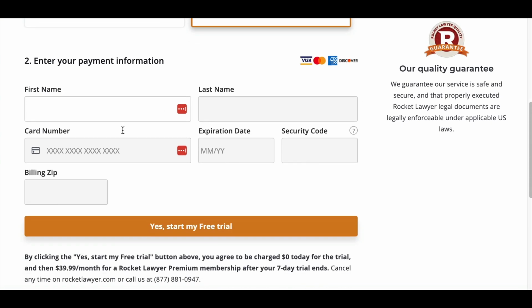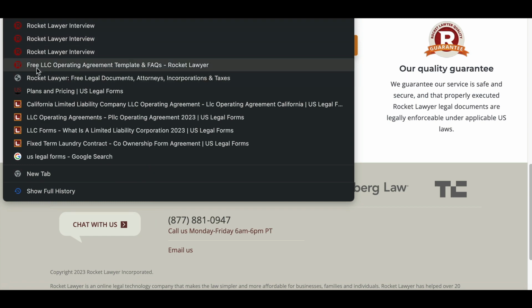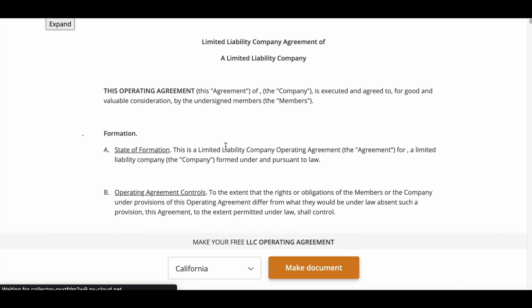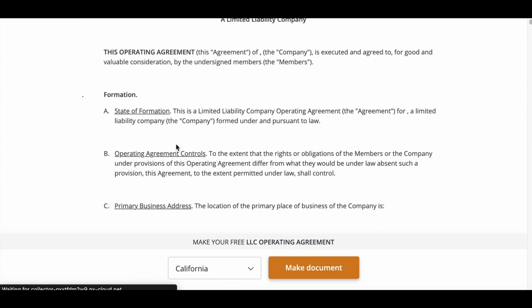I'm obviously not doing that. I don't get to see the form ahead of time. Let me go back and see if there's a way for me to kind of see the form. Sample LLC Operating Agreement. Okay. So here's a sample of what they have in their operating agreement.